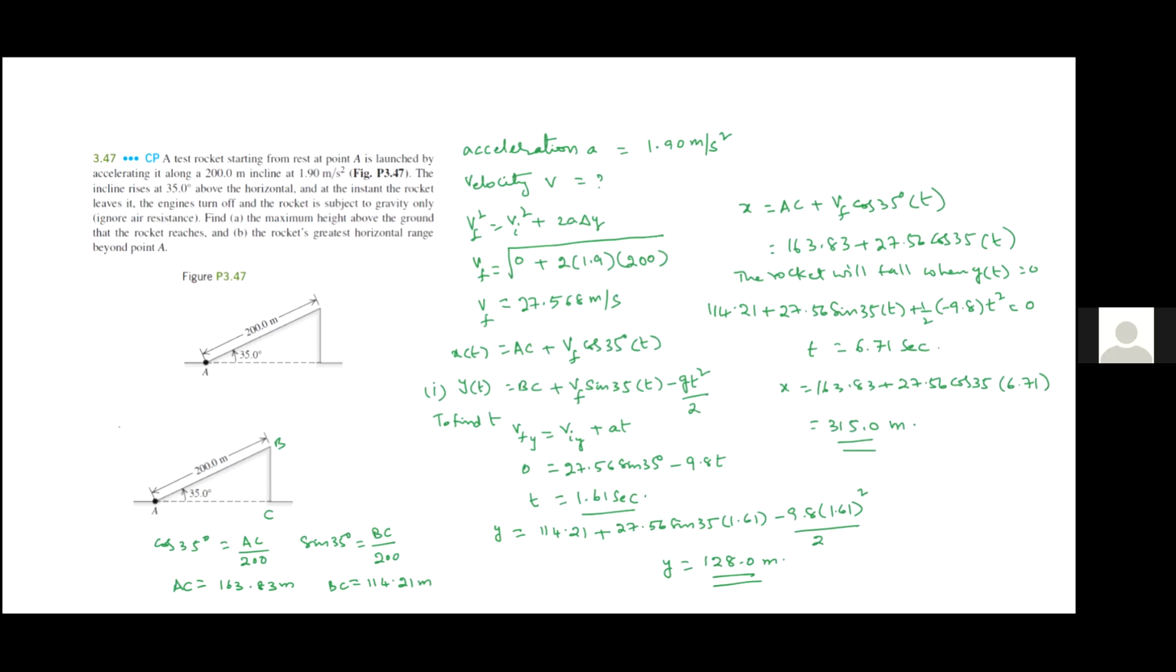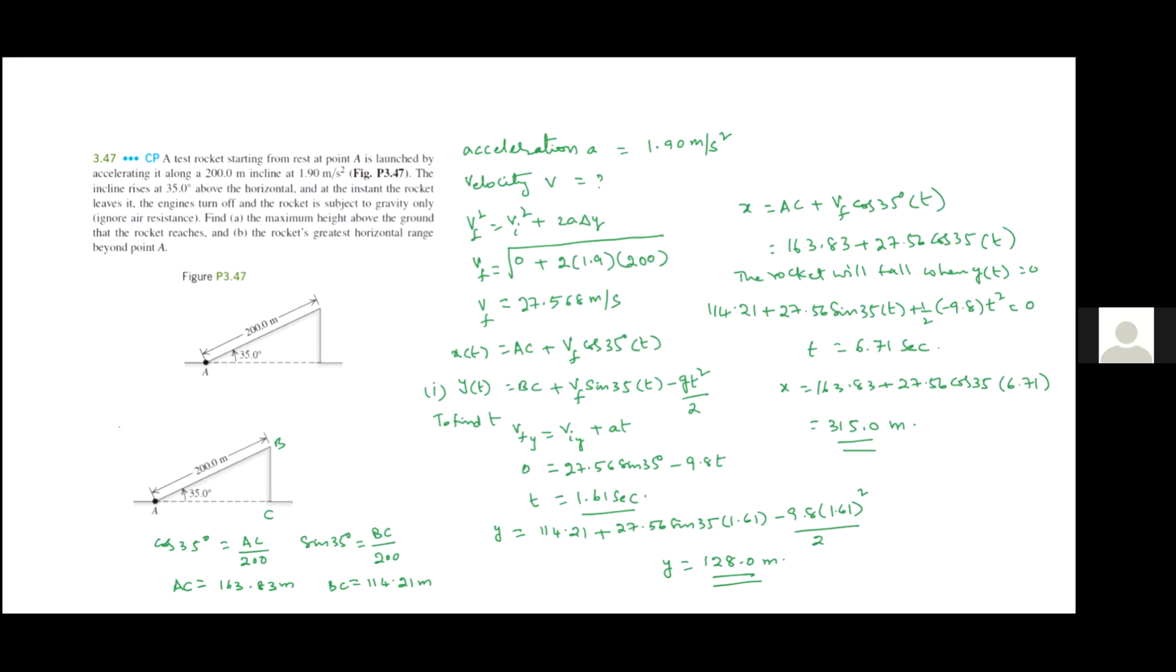The question is, what is the maximum height above the ground the rocket reaches, and the rocket's horizontal range. So we have to find out the maximum height and the range. We will write down the coordinates of the test rocket here. X of t is equal to AC plus Vf cos 35 times t, because AC is this horizontal distance. After B, it will fall.